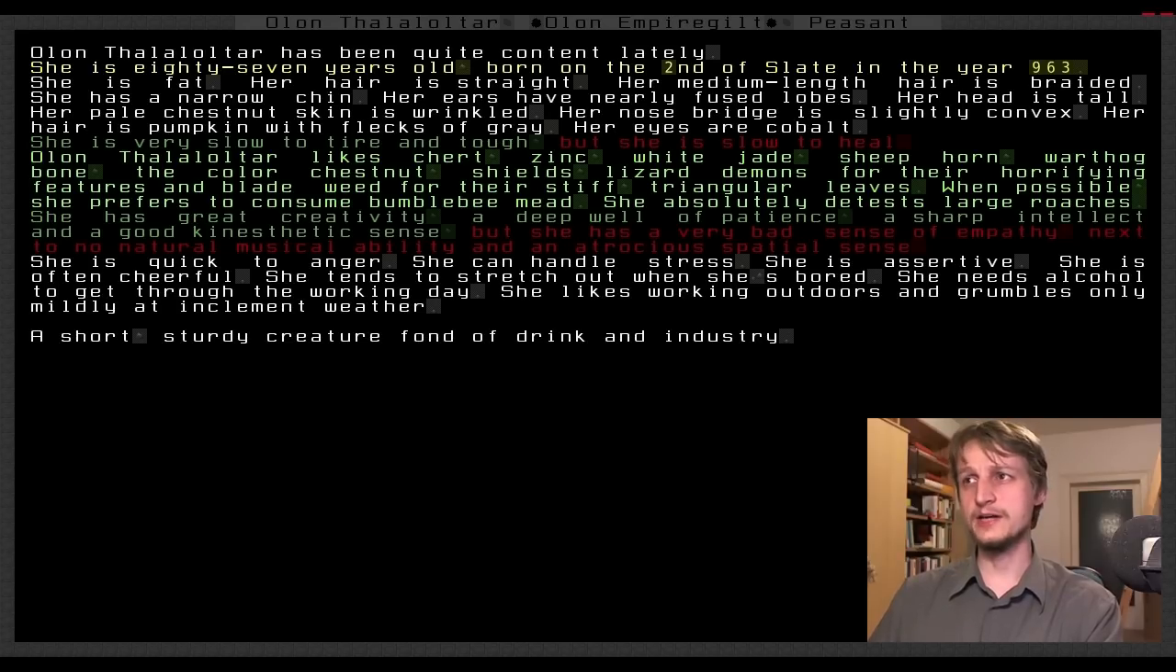Very slow to tire and tough. Great creativity, deep well of patience. Deep well of patience would be good for a grower. A grower has to wait a long time until the crop has grown. Sharp intellect and a good kinesthetic sense. Very bad sense of empathy, next to no natural music ability, and atrocious spatial sense. All right.